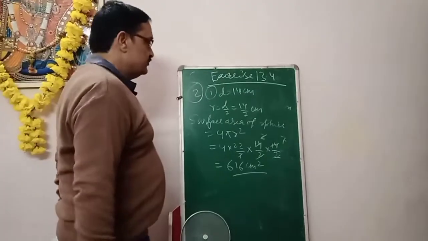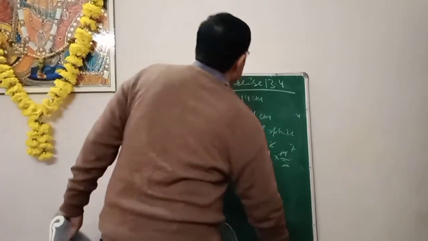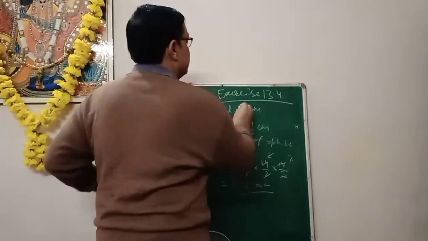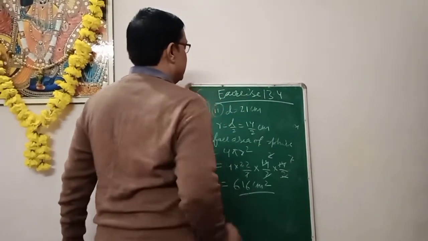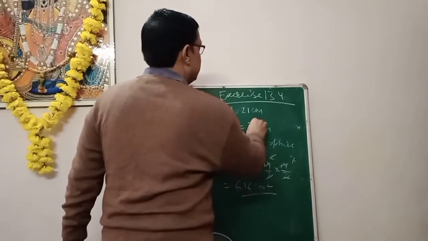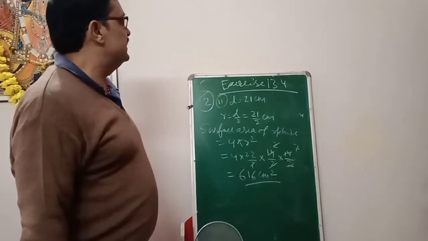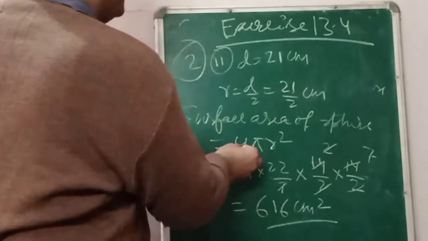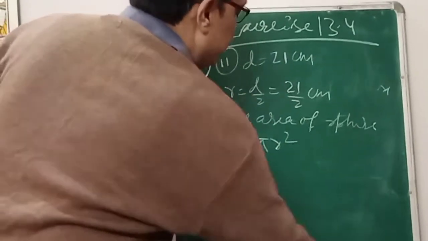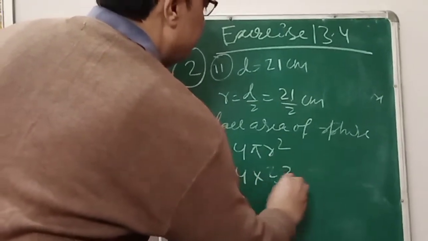Now coming to the second part. In the second part the diameter is, instead of 14, the diameter is 21 cm. Again we will find out the radius. Then in this case the radius would be 21 upon 2 centimeter, and the surface area of a sphere we know is 4 pi r square. The values will change because we have a different value of radius.